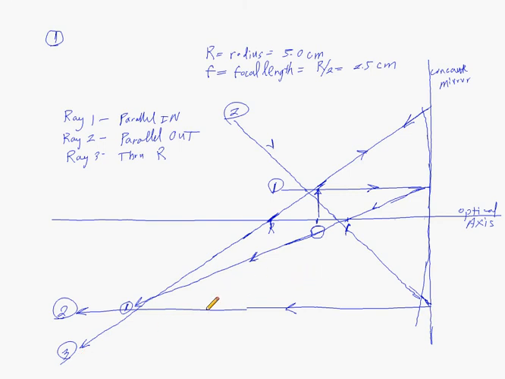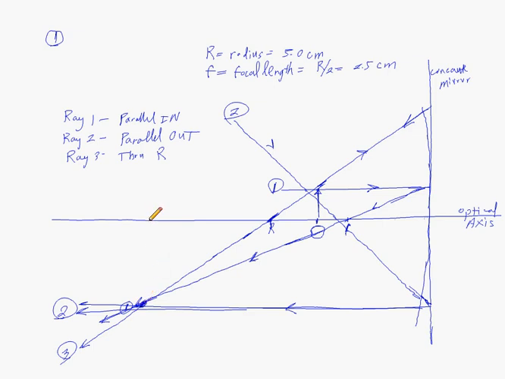Now notice all of these rays more or less should come to a focal point, and they're a little bit off. I think my ray number 2 dived down a little bit. I didn't quite make it parallel out. It should have come around like that. In any case, you can see that all these rays are coming to a point right here.